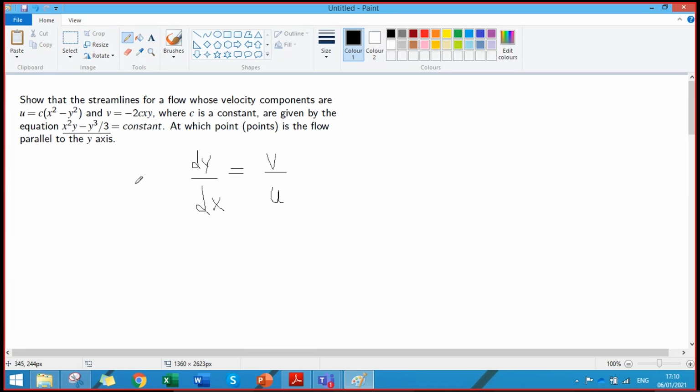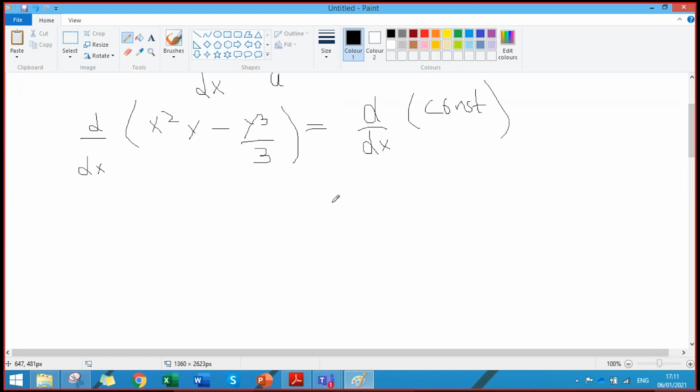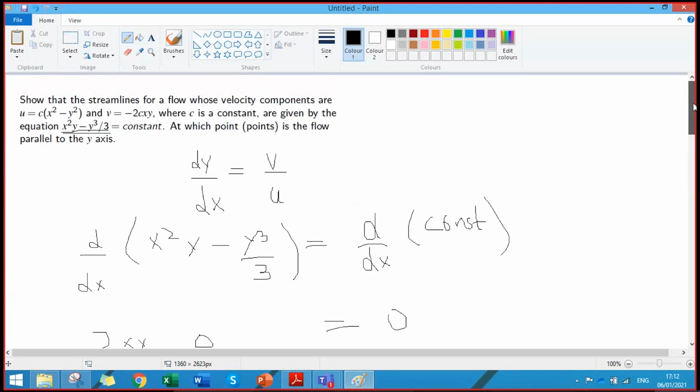If you want to calculate u, what will you do? If you want to calculate u from this equation, you will differentiate with respect to x, d by dx of this equation. So if this comes out equivalent to u, this will be your equation for the streamline having the velocity component u, right? The derivative of the constant is 0. Here you apply d by dx on this. You will have 2xy. Since y is a constant, there will be 0, which means that 2xy equals 0, which means either x is 0 or y is 0, right?